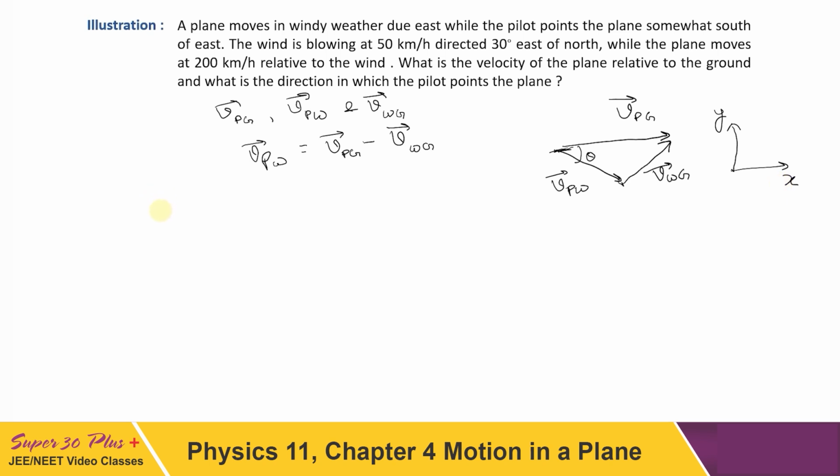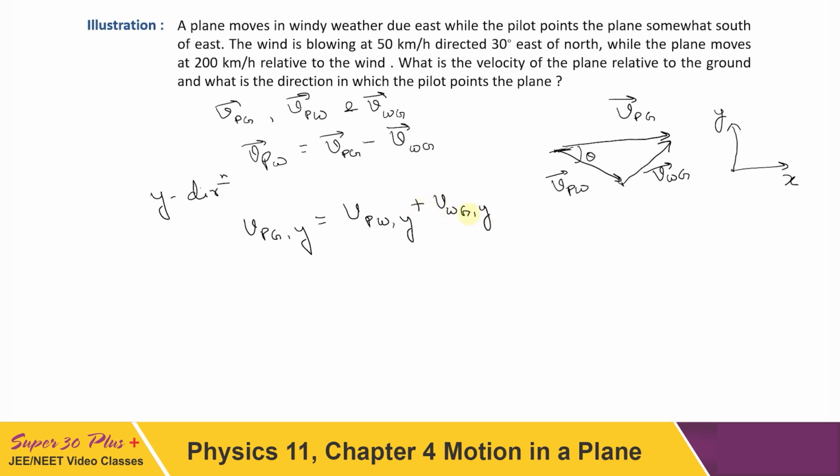So if we write along the y direction, then vpg in the y direction has to be equal to vpw in the y direction plus vwg in the y direction.